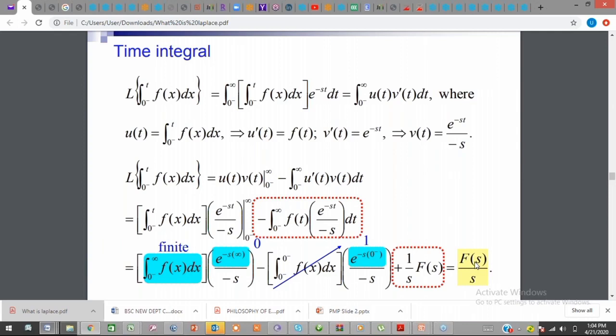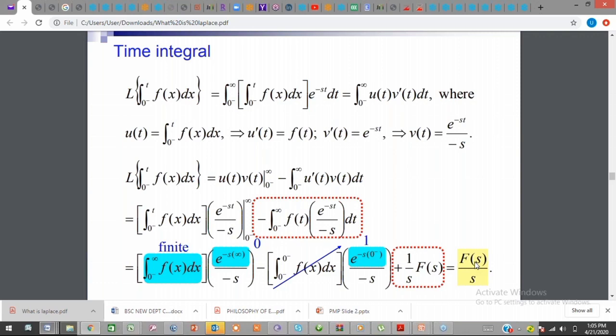If you check the formula on your screen on page 26, we can see that F of s over s is equal to the integral from 0 minus to infinity of the integral of f of t dt, multiplied by the exponential e to the power of minus st, dt, and that gives us the integral from 0 to infinity of u of t v of t dt. Now please take note, where u of t is equal to the integral from 0 to t of f of tau d tau.